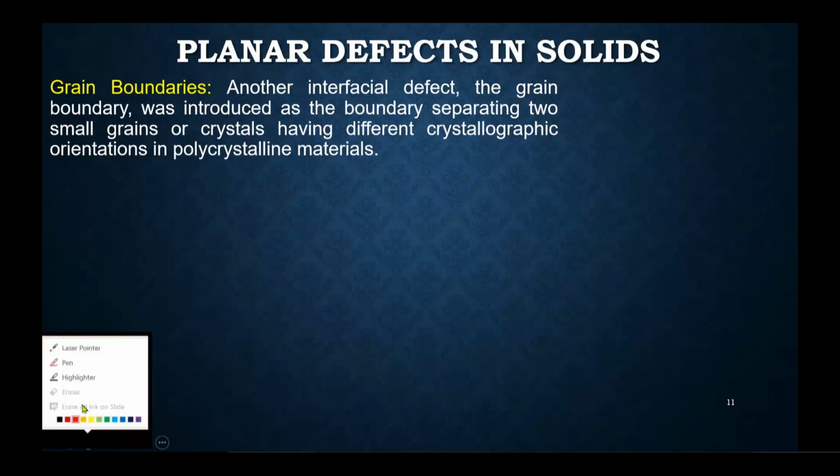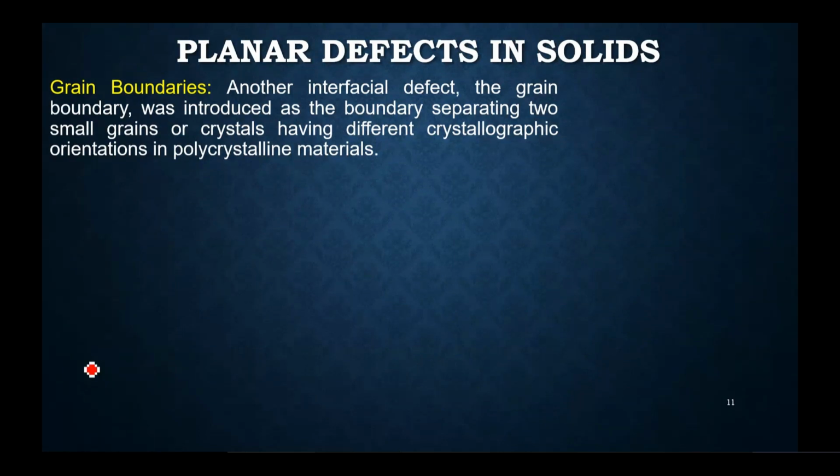So we have looked into one kind of planar defects, that is the external surfaces. The other kind of planar defects is essentially grain boundaries. Grain boundaries, as you already know, are the boundaries separating two small grains or crystals having different crystallographic orientations, again in a polycrystalline material. You cannot have it in a single crystal because a single crystal would essentially have one grain present.